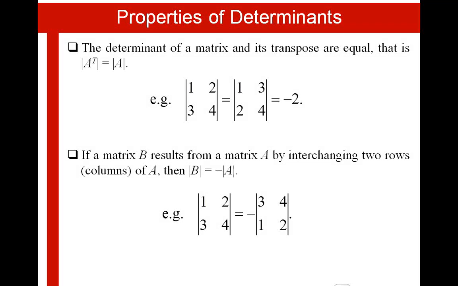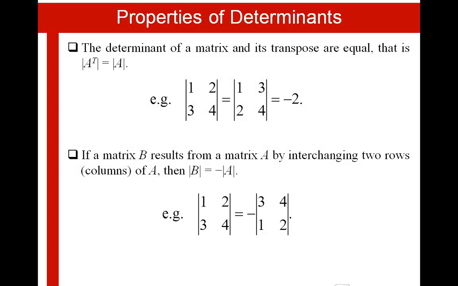Properties of determinants. We have several properties. The determinant of a matrix and its transpose are equal. That is, the determinant of A transpose is equal to the determinant of A. Example: 1, 2, 3, 4, or 1, 3, 2, 4. These two matrices are transposes of each other, and the determinants are equal if we apply the rule of AD minus BC. This rule can be extended to 3 by 3 and 4 by 4 or higher order matrices.